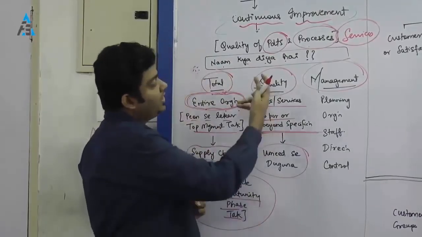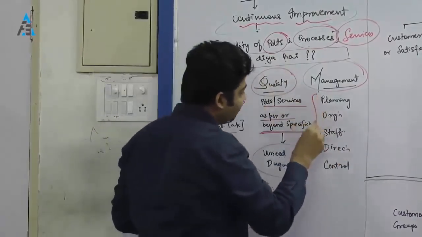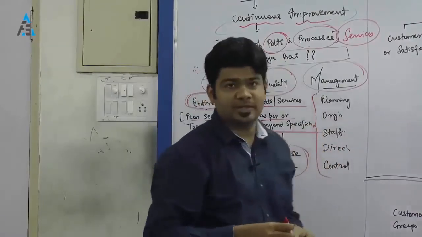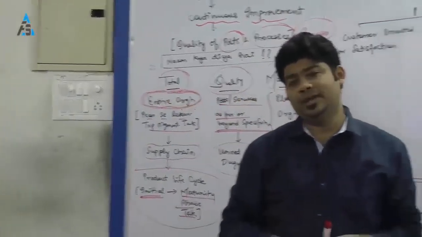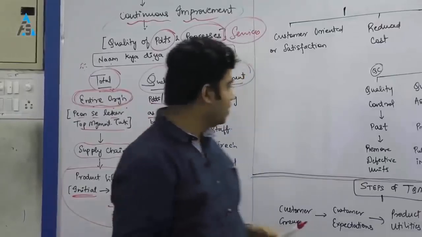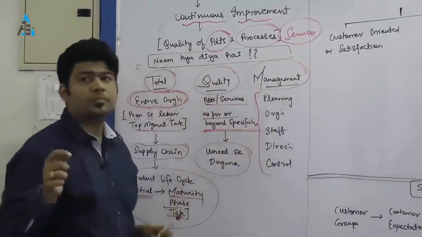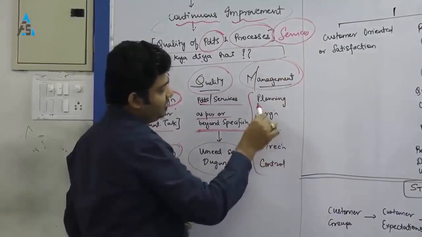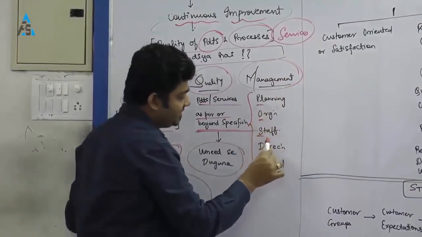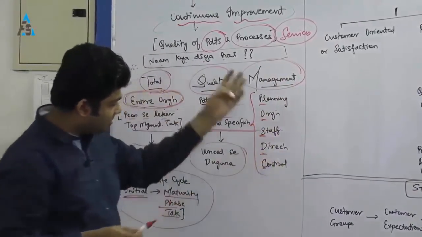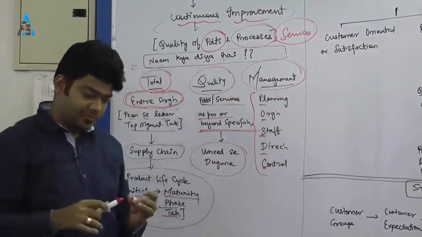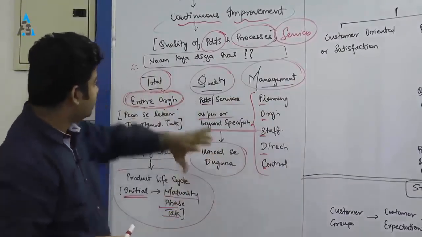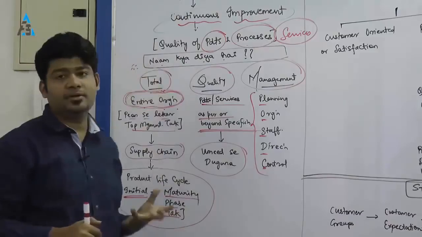Total quality will only be possible if there is proper management. Till the time there is not proper management, you will not be able to deliver the top quality product. So there has to be proper management. When you speak of management, it is the planning, organizing, staffing, direction, control, something that you've studied from way back. So this is what the meaning of TQM is.